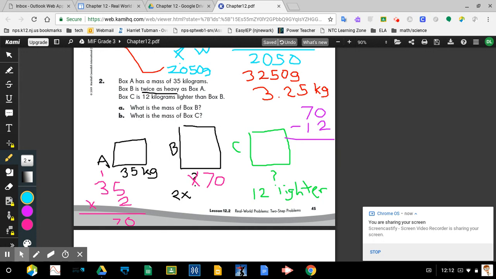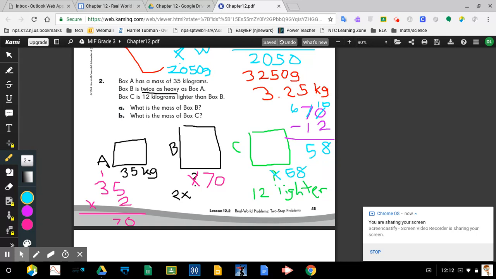I can't do 0 minus 2, so I have to regroup. That 7 becomes a 6, and that 0 becomes a 10. 10 minus 2 is 8. And 6 minus 1 is 5. So box C is 58 kilograms.